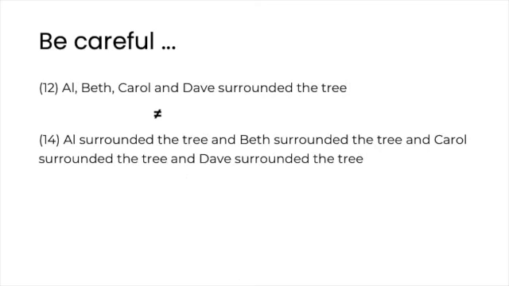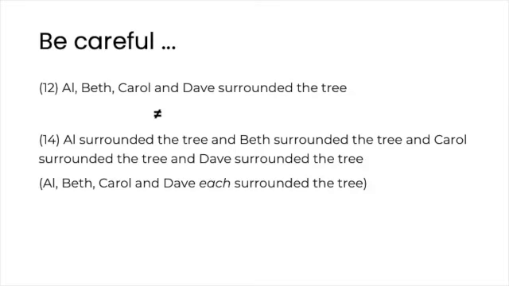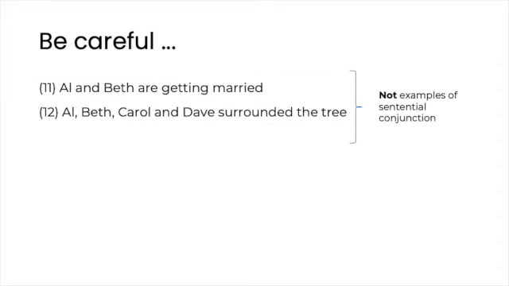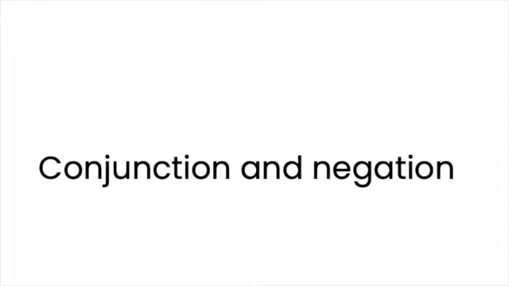Likewise, 12 is not equivalent to "Al surrounded the tree and Beth surrounded the tree and Carol surrounded the tree and Dave surrounded the tree." That is, 12 is not a collapsed version of 14. Rather, we're saying that the group comprised of Al, Beth, Carol, and Dave has managed to surround the tree, not that each of the individuals has separately managed to do so. So what this means is that 11 or 12 are not examples of sentential conjunction, and so are not to be represented with the ampersand, since the ampersand is only used to join whole statements.